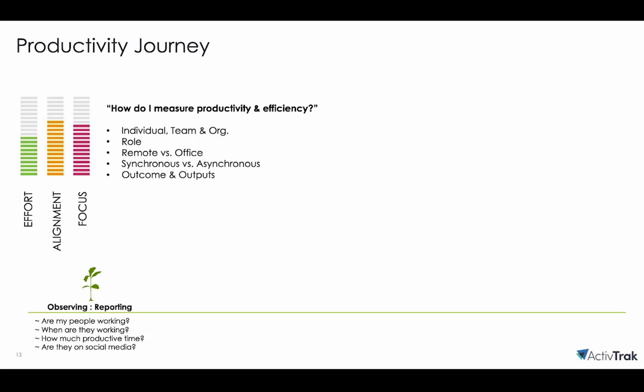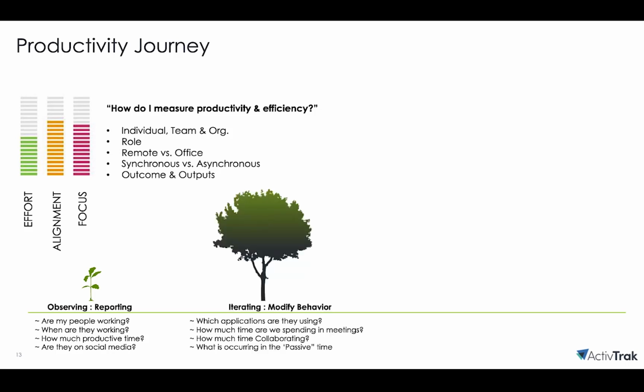And this is to answer those simple kinds of questions like, are my people working? When are they working? How much of their time is productive? Are they on social media too much? These are common kinds of questions. And they're what I would actually tend to call a little bit more on the immature side of things for the productivity journey. This is very, very typical. Most people begin kind of this way.